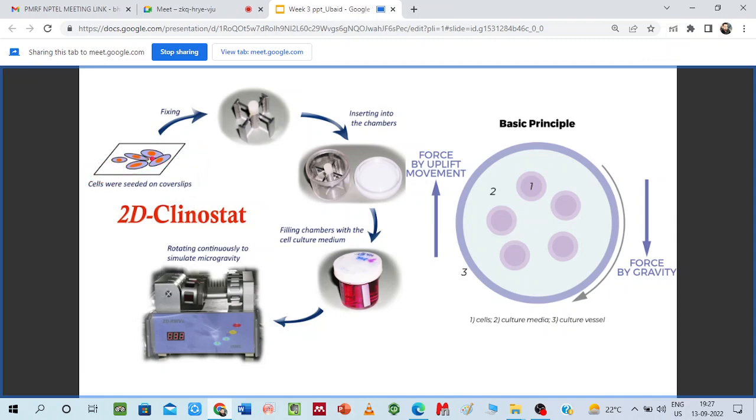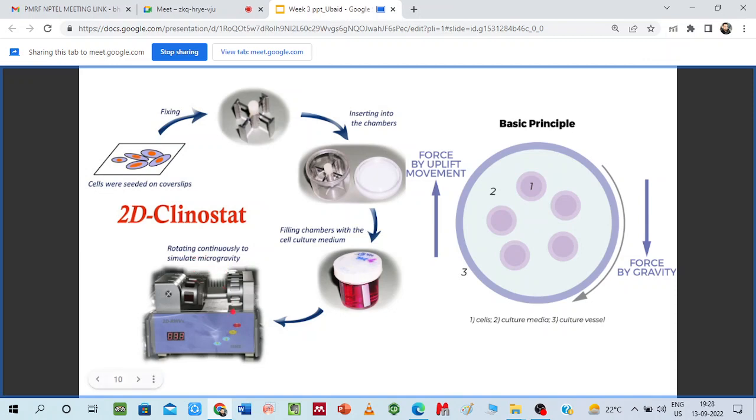So when these cells are fixed, after that these coverslips or these plates are placed in this chamber, and this chamber is filled with the media. It is completely filled with the media, and after that this chamber containing the media is placed in this clinostat, and here it is rotated in such a way that it simulates microgravity.